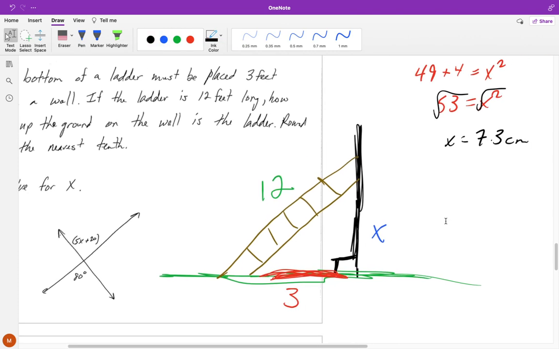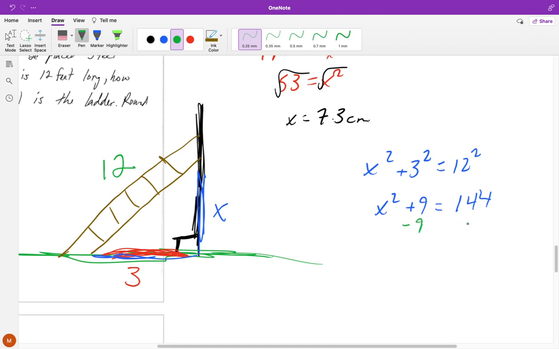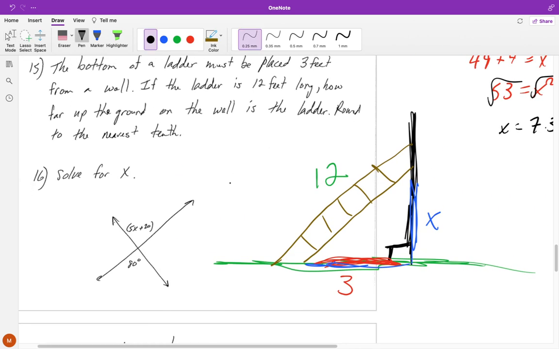So since the building intersects at a right angle, it's giving us a right triangle. So we can use the Pythagorean theorem. So our legs are x and 3. So x squared plus 3 squared is equal to our hypotenuse of 12 squared. So x squared plus 9 is equal to 144. We then subtract the 9. So x squared is equal to 135. And now we take the square root of each side. So x is then equal to the square root of 135, which is 11.6. So that means the ladder is 11.6 feet up the wall.